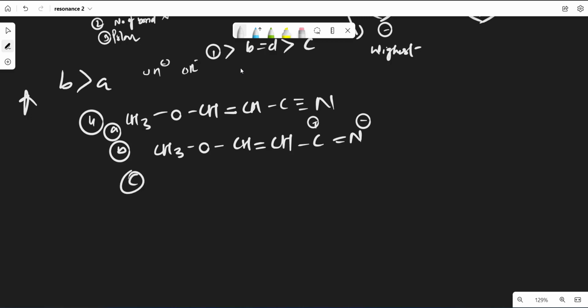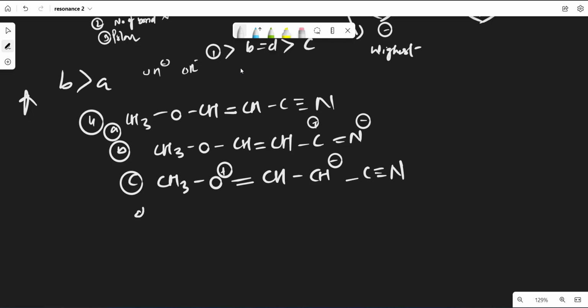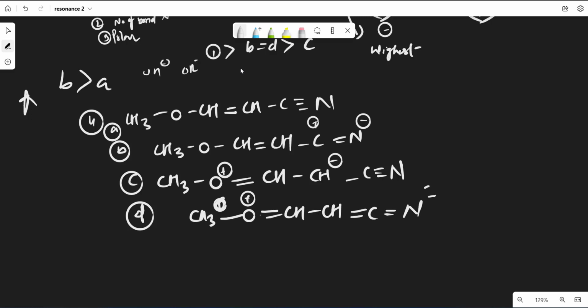I'll do that. So we'll take an example with these compounds, which is basically a previous year question, and I'll take it a level up. CH3 O positive, once again double bond CH, single bond CH negative, and single bond C triple bond N. It's again different resonating structures of the same compound. So CH3 O plus, you have to go in the order that I've told you. Then double bond CH, single bond CH, double bond C, and double bond N negative.